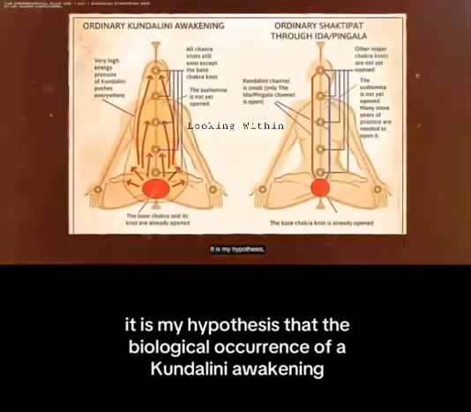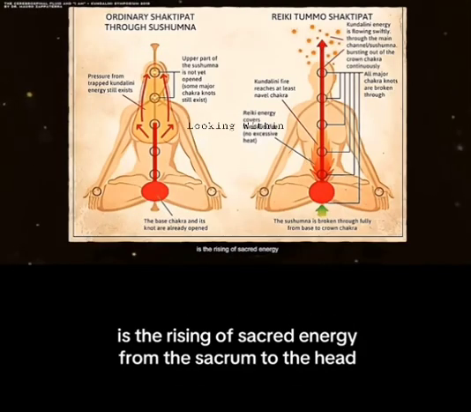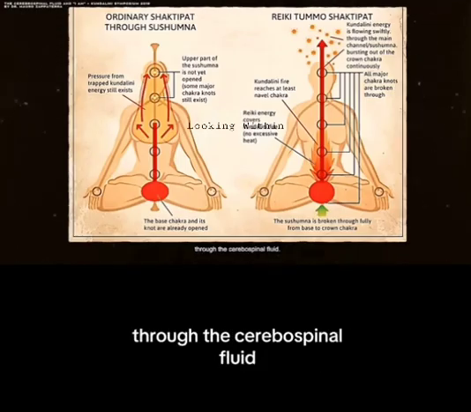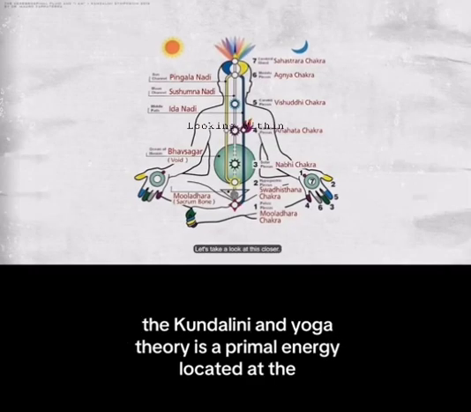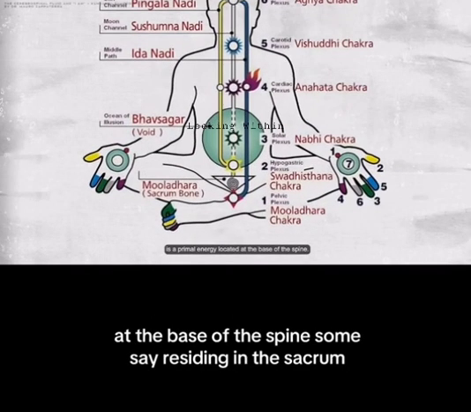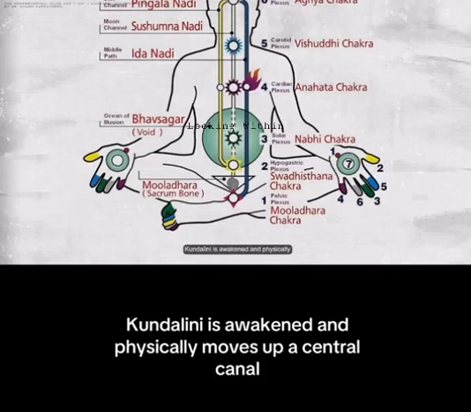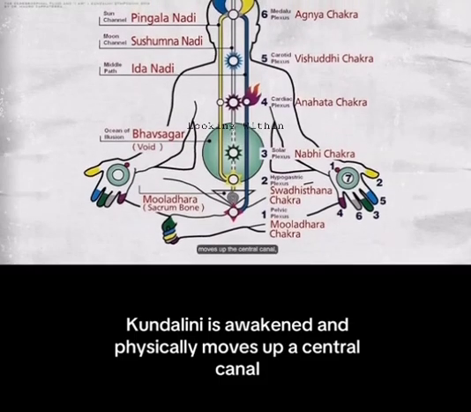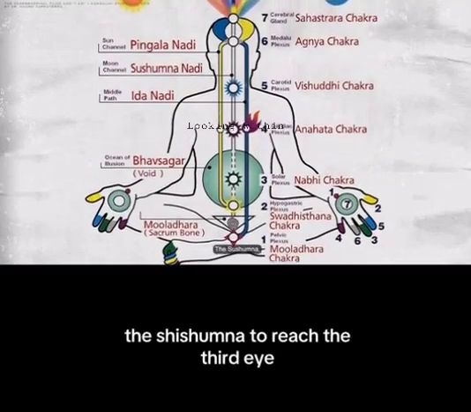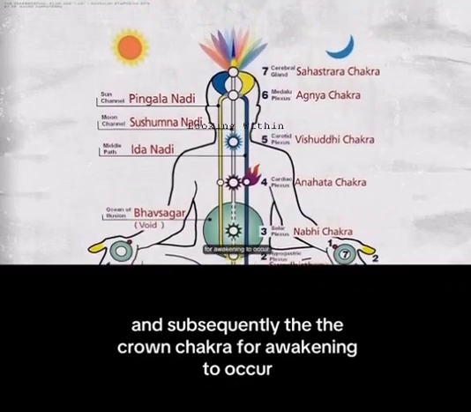It is my hypothesis that the biological occurrence of a Kundalini awakening is the rising of sacred energy from the sacrum to the head through the cerebrospinal fluid. Let's take a look at this closer. The Kundalini in yogic theory is a primal energy located at the base of the spine. Some say residing in the sacrum, like a sleeping serpent waiting to be awakened. From yogic practice, Kundalini is awakened and physically moves up a central canal, the Sushumna, to reach the third eye and subsequently the crown chakra for awakening to occur.